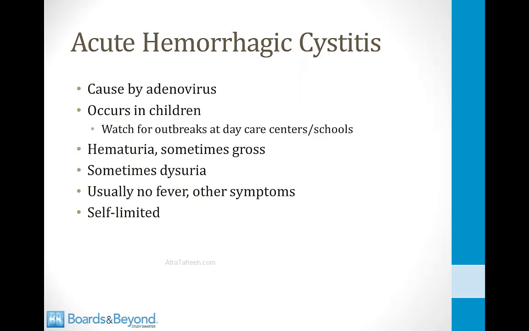So adenovirus can cause a syndrome called acute hemorrhagic cystitis, and this often occurs in children. And as I said before, they tend to spread this virus around, so watch for outbreaks and board questions at daycare centers or schools. The children will develop hematuria, and sometimes it's gross, so they'll note that their urine looks red or dark brown. Sometimes they also have pain with urination. Usually there's no fever or other symptoms, and it's often self-limited.